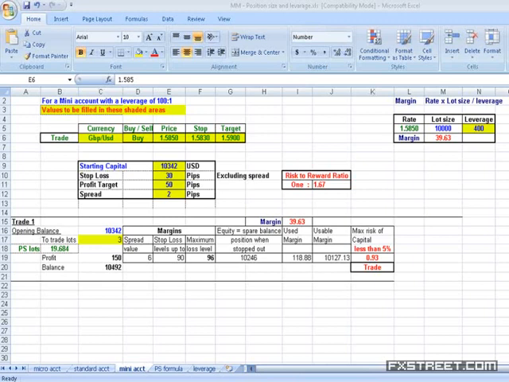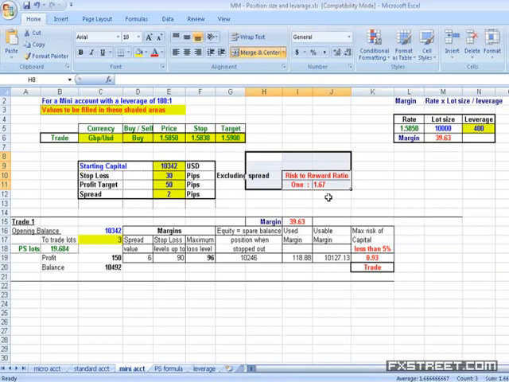Coming back to this, so what I do is, if I have a capital of $10,000, for my trade, my stop loss is, let's say, 30. My profit target is 50. And taking into account the particular spread, it gives me the risk to reward ratio. So it is 1.67. If it is less than 1:2, I do not take the trade.